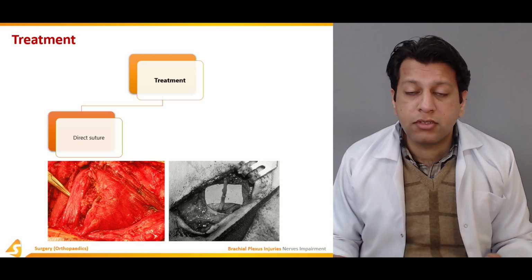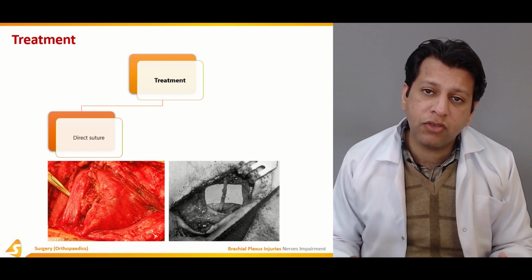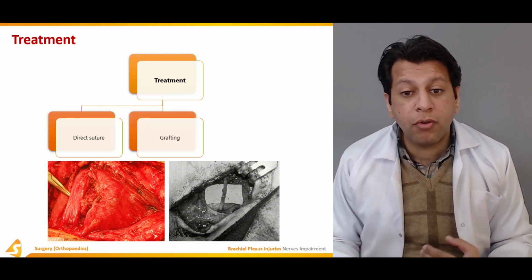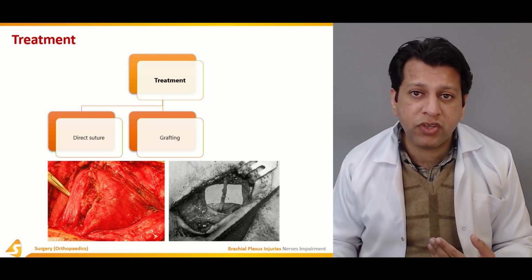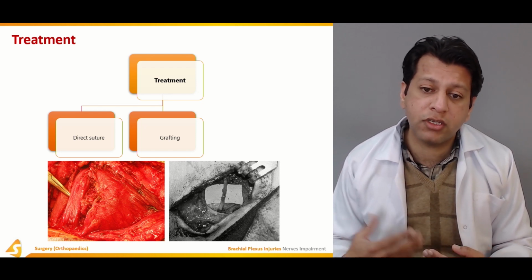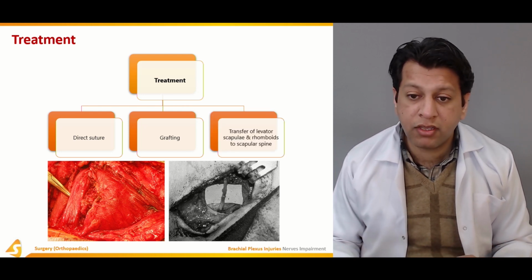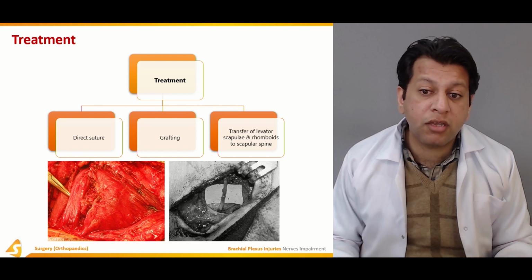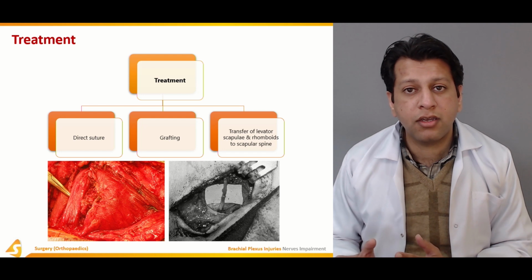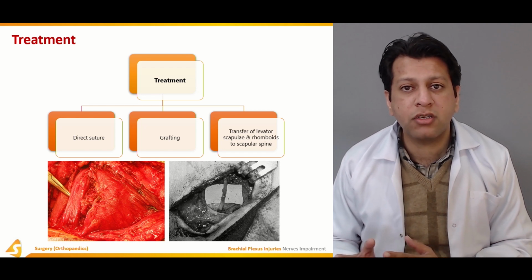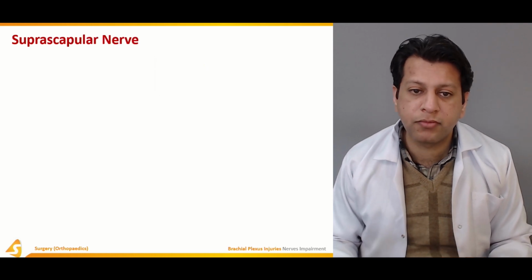Treatment: one option is if it's actually acutely injured and iatrogenic injury, we can directly repair it. But the other option, if it was a stab wound or gunshot or some other form of injury which has resulted in a spinal accessory nerve injury, then at 3 to 6 months we can go for nerve grafting or transfer of levator scapulae and rhomboids to the scapular spine, so that this unopposed pull of serratus anterior encountered in this lateral winging of the scapula can be prevented.